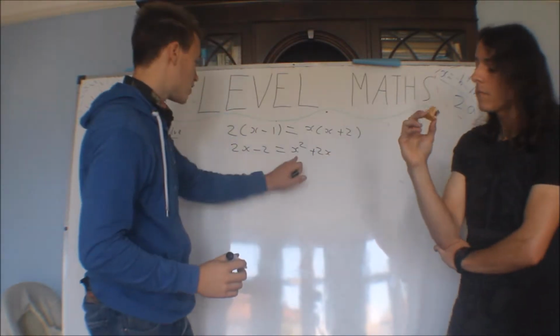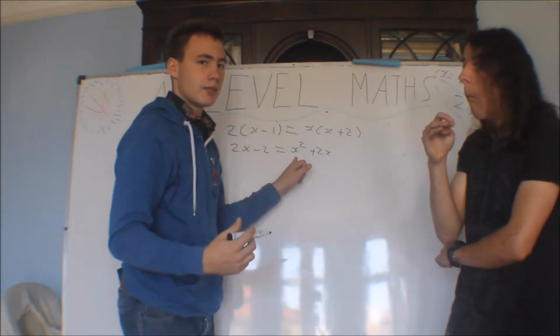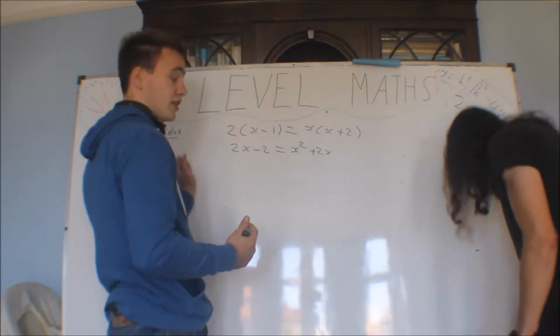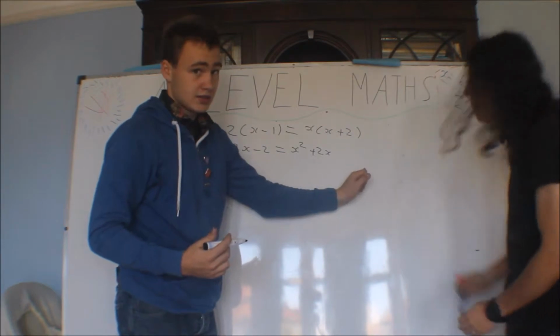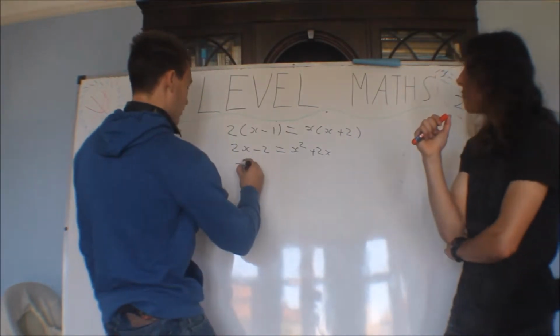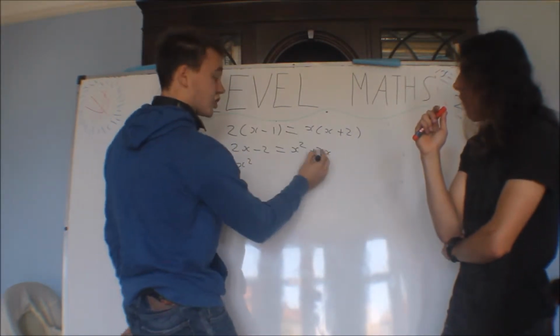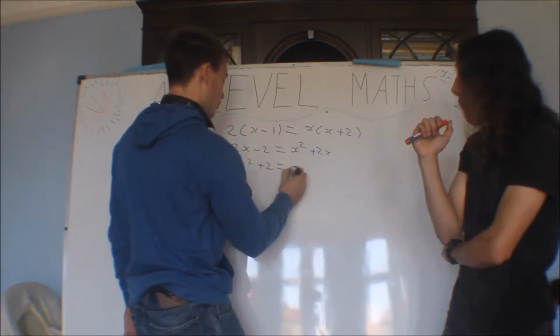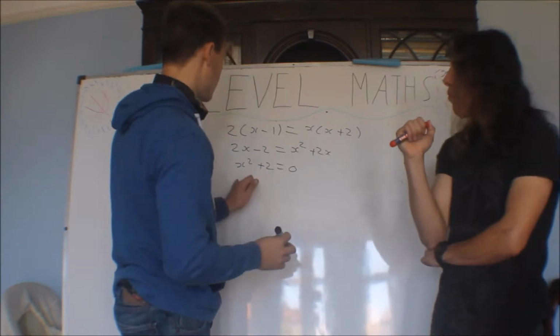Now, if you have an x squared, you want to try and keep that positive if you can. That's why I made it x, just to mention. Rather than taking all this over this side, take all this over this side. So you're going to have x squared, you're going to take the 2x over, it's going to completely cancel. You can take the minus 2 over, it's going to become plus 2, and it's going to equal 0. And then you can solve that.